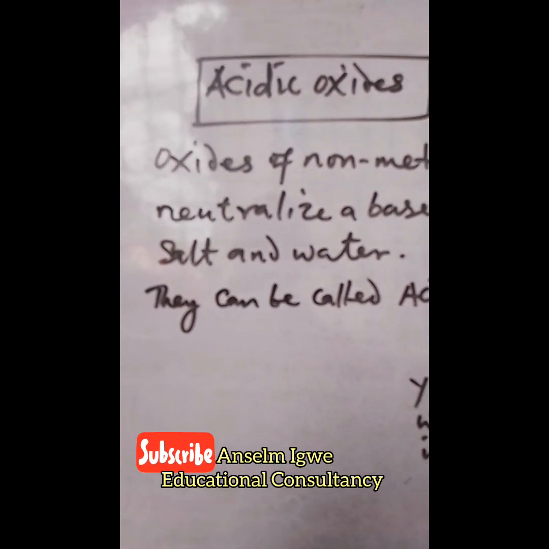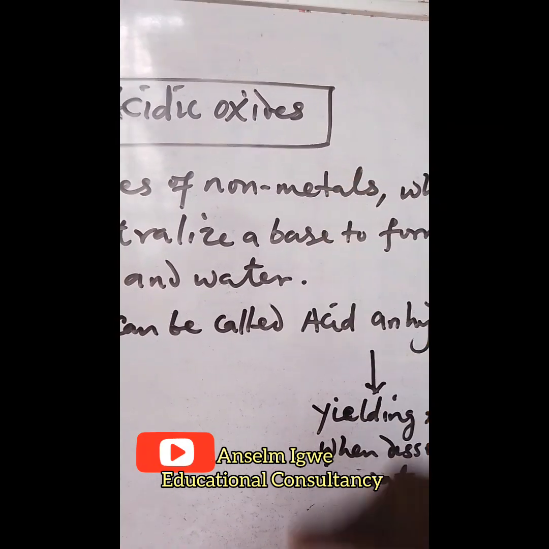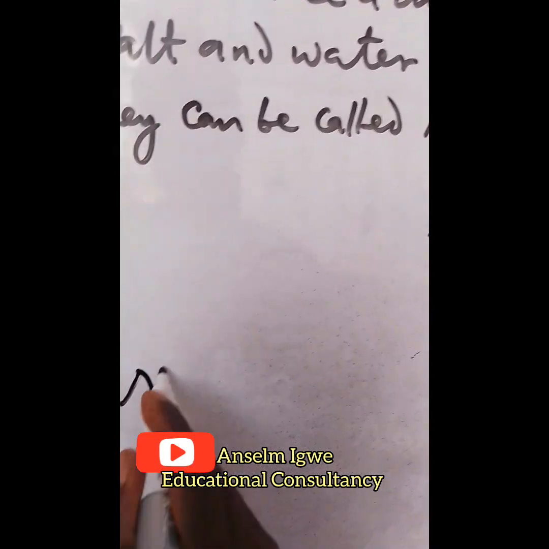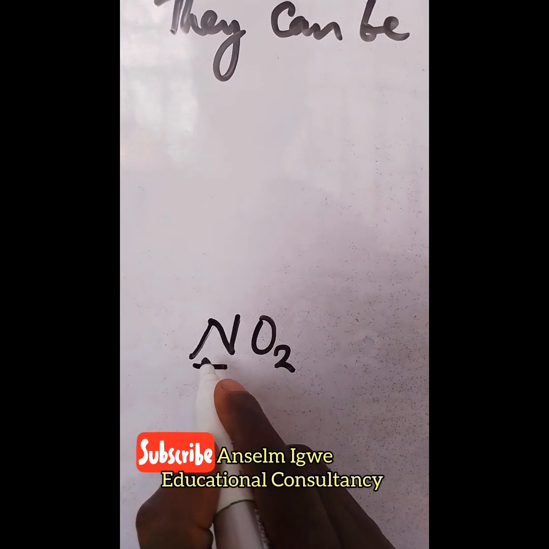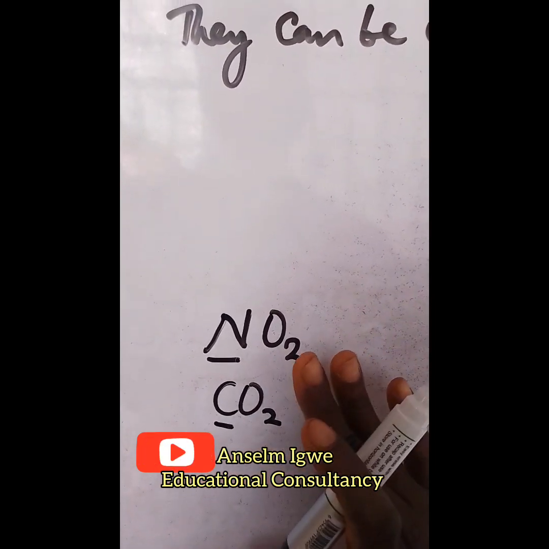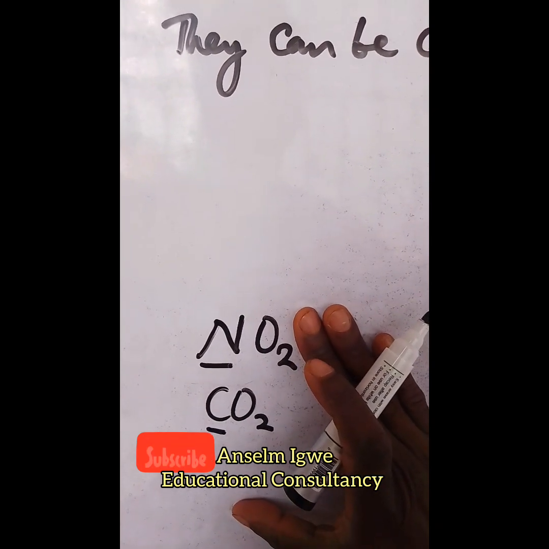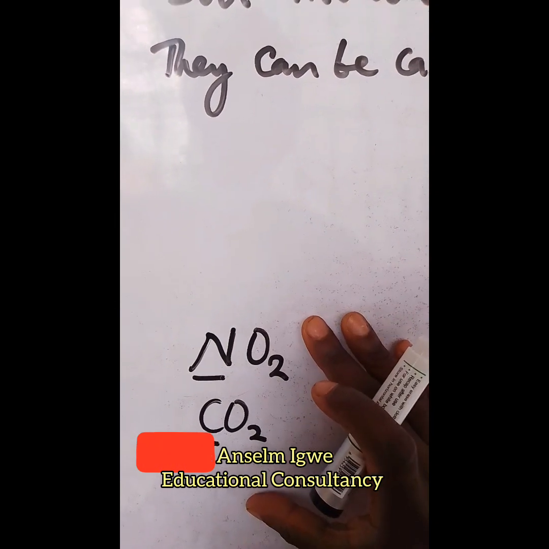Acid oxides. These are oxides of nonmetals. That is non-metallic oxides like NO2. You see that the non-oxygen atom there is nitrogen, and nitrogen is a non-metal. We also have CO2. Carbon is a non-metal. So not all, but some oxides of non-metals are acidic.